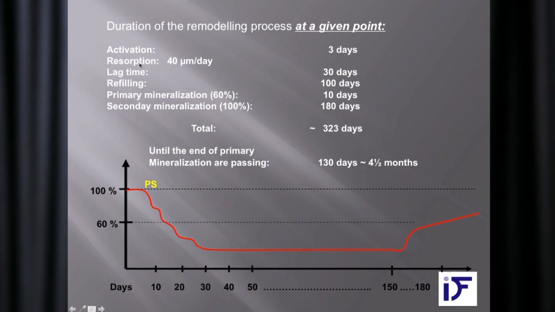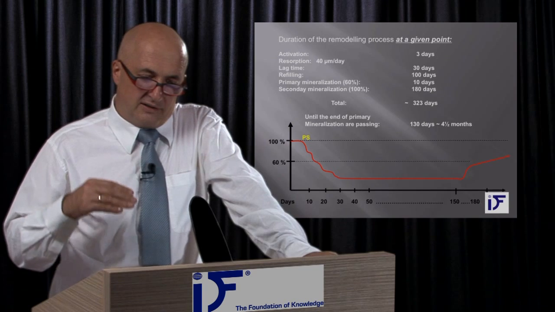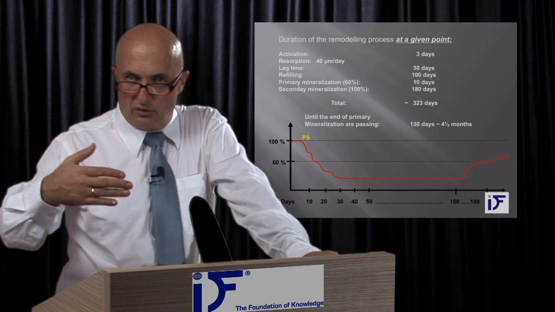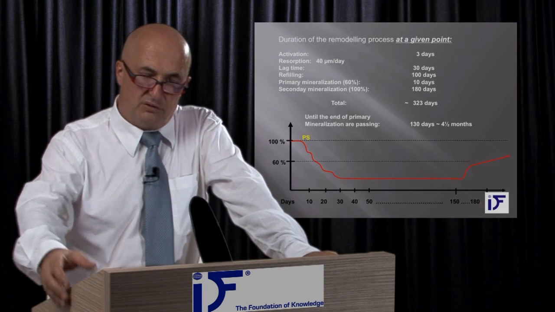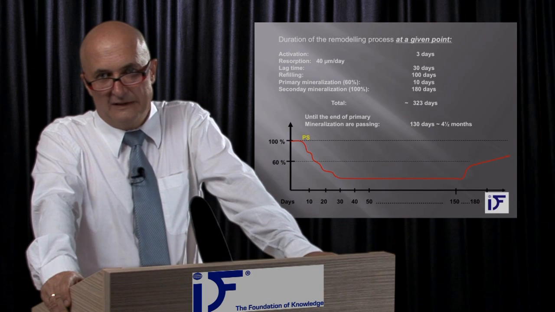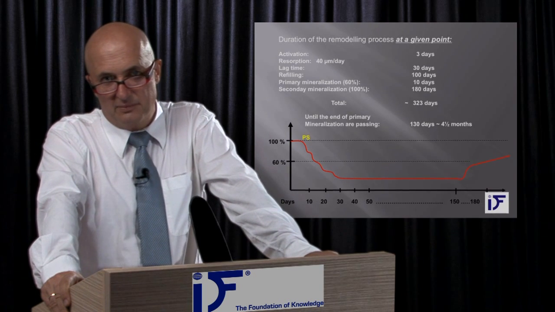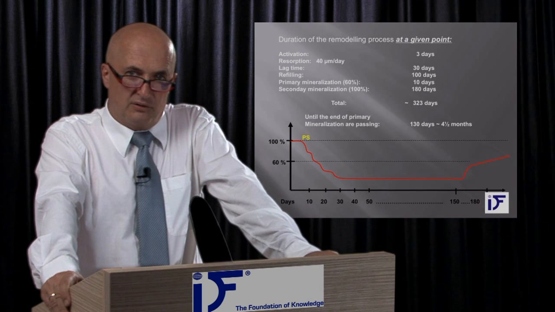The resorption or the traveling speed of the osteon is 40 micrometers per day, so that's not very fast, but it's very steady. And keep in mind that the osteon can travel throughout the whole bone. So this osteonal repair is not a localized process, but it always affects the whole bone.